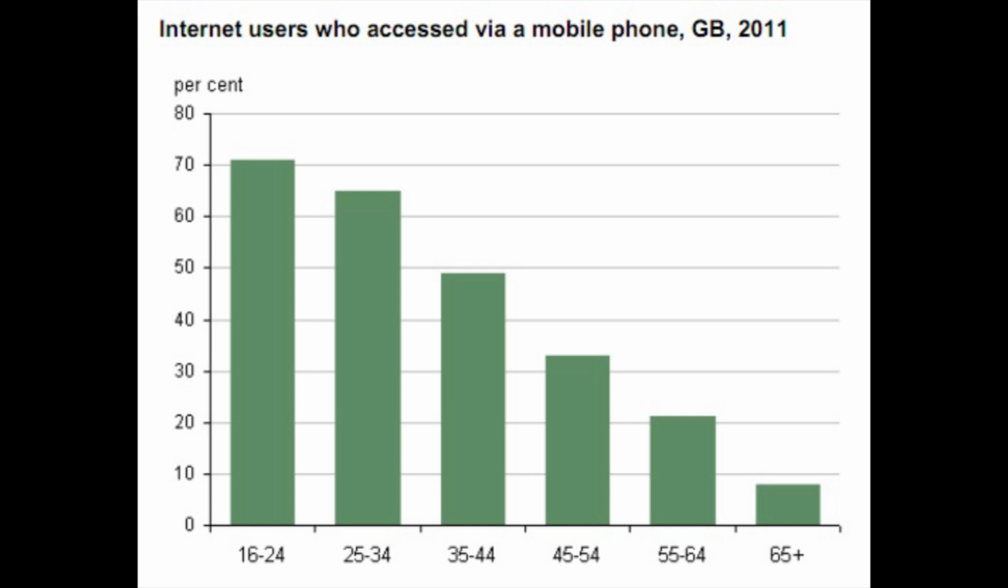You can see from this graph that, in 16 to 24, the value is around 70%, which is the highest. You can also see from this graph that, in 65 plus, the value is around 8%, which is the lowest. In conclusion, this graph is very informative.